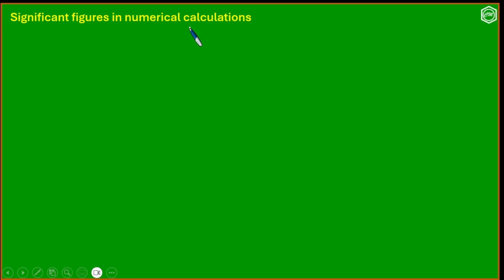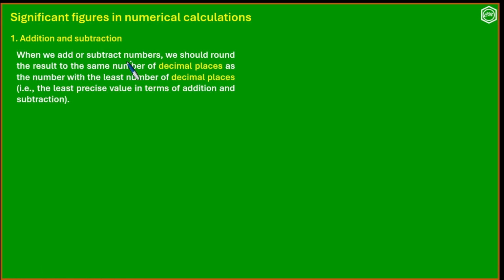Now let us use the significant figures in numerical calculations. First we consider addition and subtraction. When we add or subtract numbers, we should round the result to the same number of decimal places as the number with the least number of decimal places. So in addition and subtraction, we consider the decimal places of the values. That is the least precise value in terms of addition and subtraction.